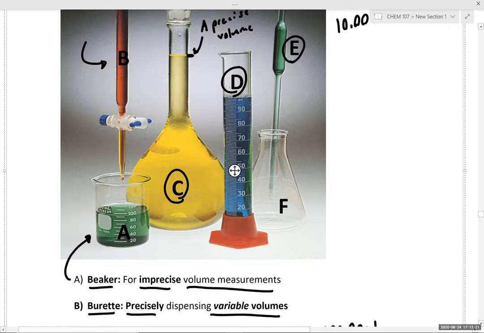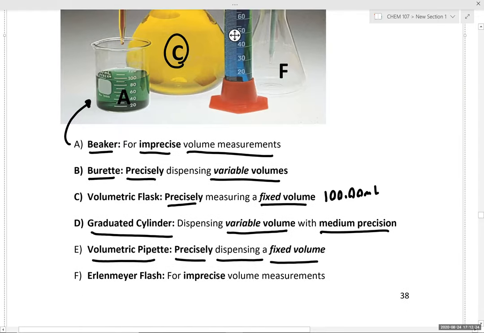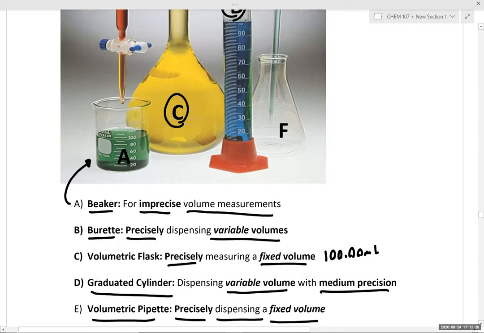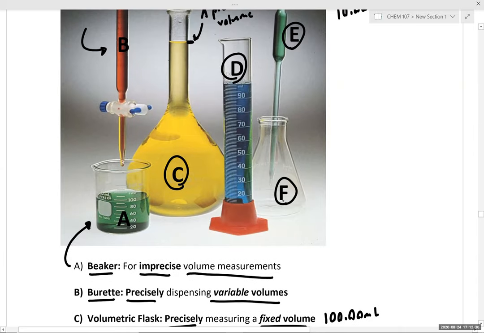The last and the least, in my opinion, is the Erlenmeyer flask. It's used for imprecise volume measurements. An Erlenmeyer flask is often chosen over a beaker in cases where you need to mix liquids. Beakers are primarily used for pouring.